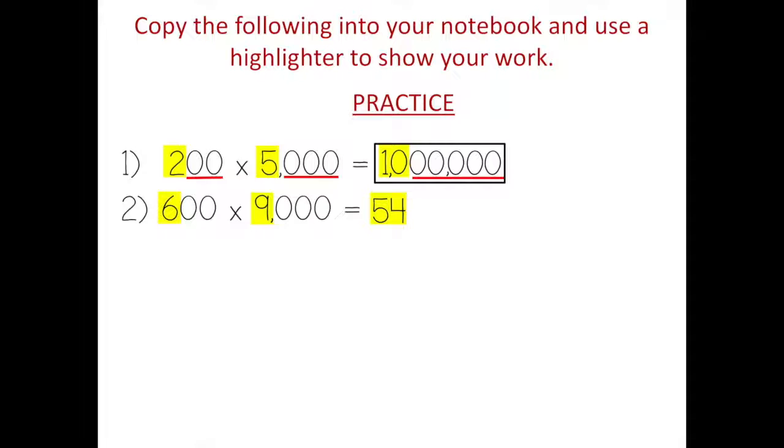But remember, it's not just 6 times 9. We're doing 600 times 9,000. So we have to account for the place value. In the first factor, I have 2 zeros, and in the second factor, I have 3 zeros. Altogether, I have 5 zeros. So I'm going to add those into my answer. Now I can add the commas and box my answer. 600 times 9,000 is 5,400,000.